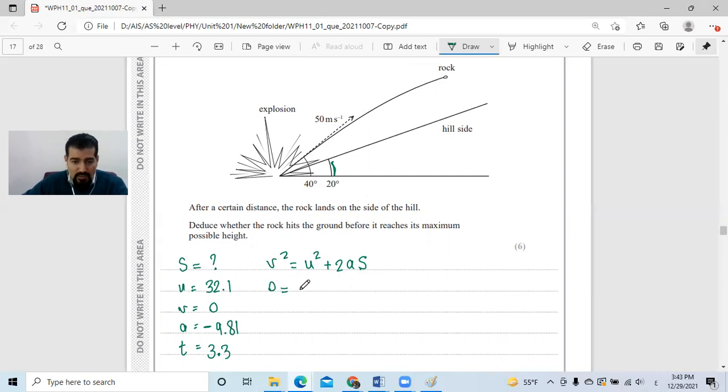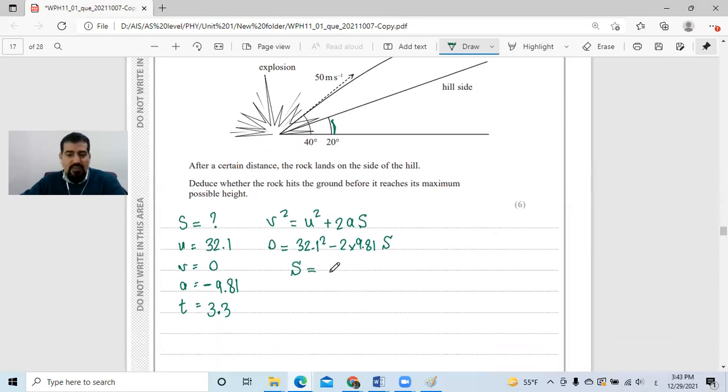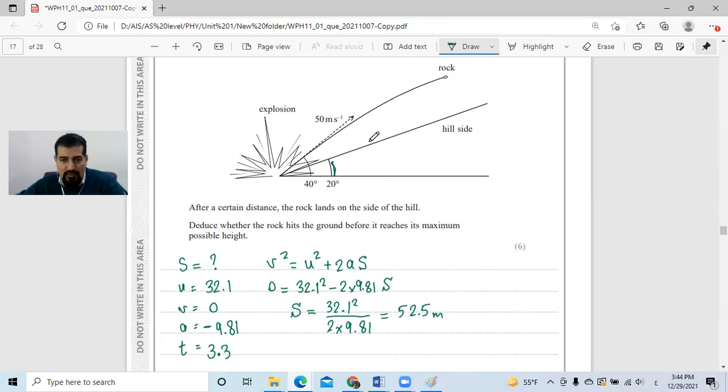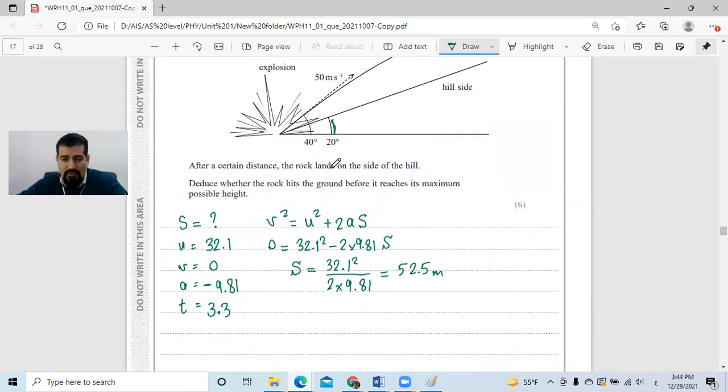So 0 equals 32.1 squared minus 2 times 9.81. Why minus? Because the acceleration is negative. Multiply by S, and this S is the height. Give me the answer. How much is the height? Which is 32.1 squared over 2 times 9.81. How much is the height? It's 52.5 meters. Now, this is the maximum height for the rock with the explosion as shown.